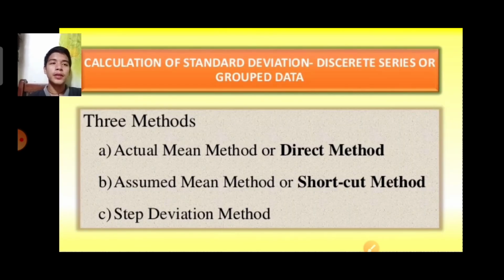Calculation of standard deviation for a discrete series, or grouped data. The three methods are the actual mean method or direct method, the assumed mean method or shortcut method, and the step deviation method.